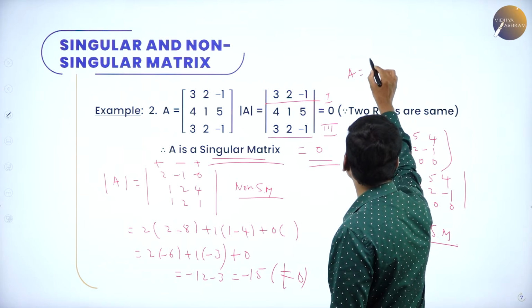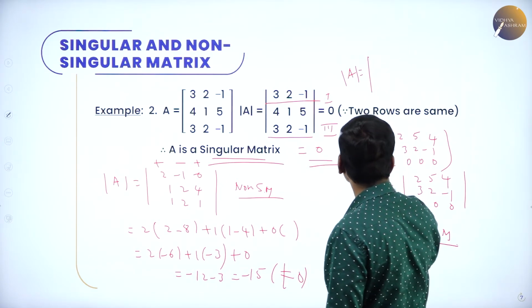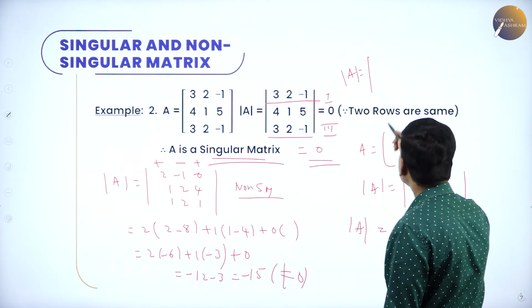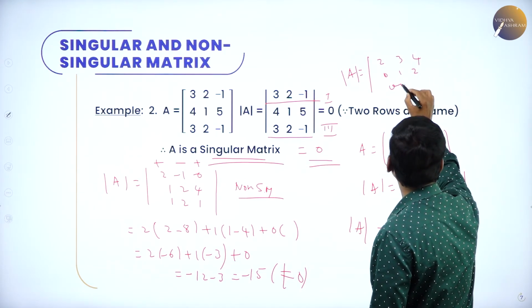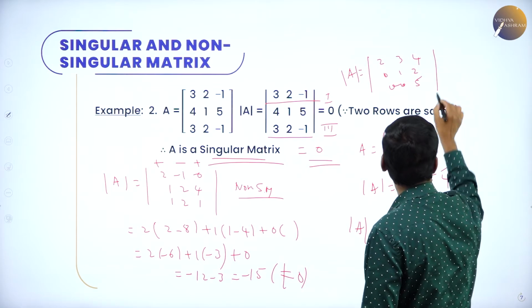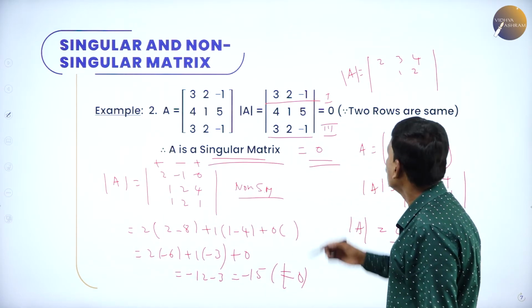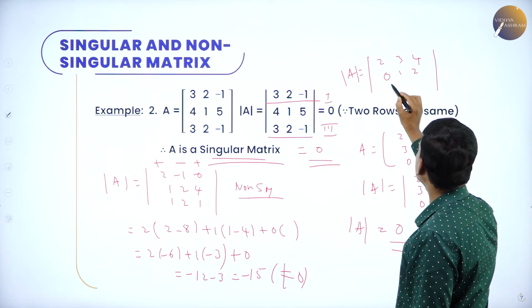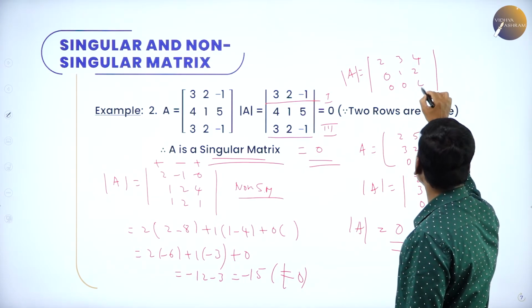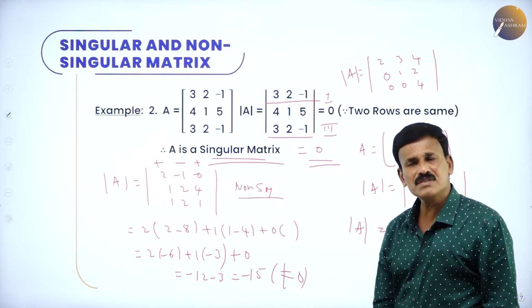If A is equal to the determinant of 2, 3, 4, 0, 1, 2, 0, 0, 5. Let us take one more problem. The determinant of A is 2, 3, 4, 0, 1, 2, 0, 0, 4. Check what is this value.